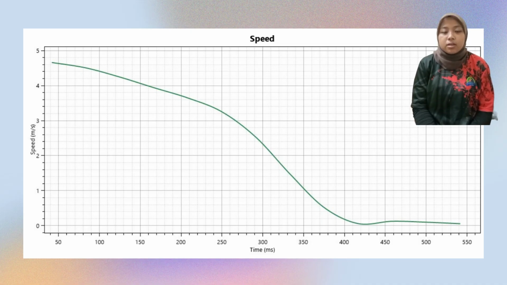After that, the speed starts to increase again slightly. This is when the ball falls down into the net. Why? Because when gravity pulls the ball downward, the ball gains speed as it drops.